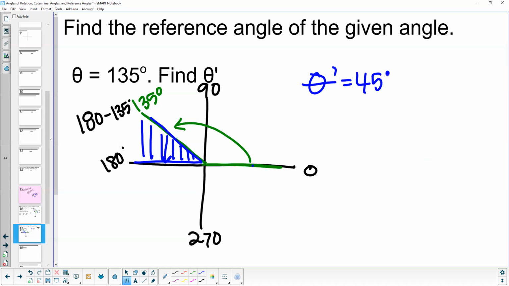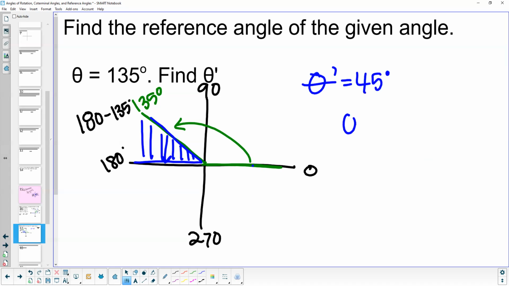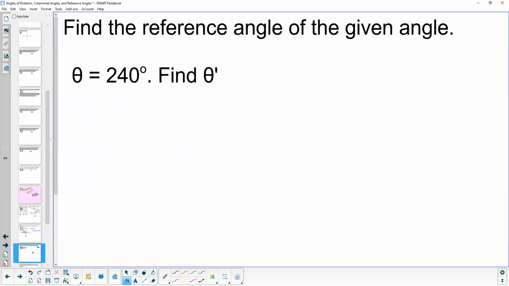So what do we notice here? Well, when it is in quadrant 1, we take our standard angle and it's the same as our reference angle. When we are in quadrant 2, based on what we see here, we can take 180 minus our standard angle in order to get our reference angle. Now let's take a look at some other examples here.